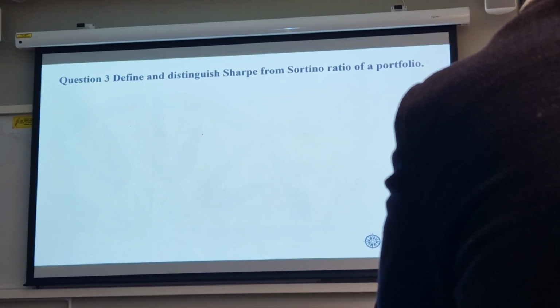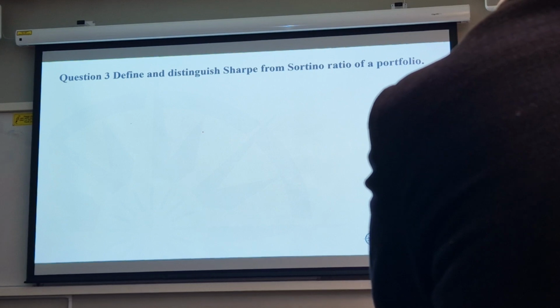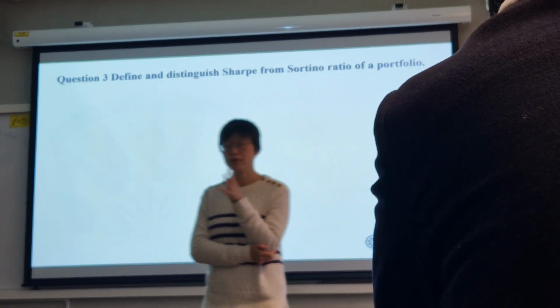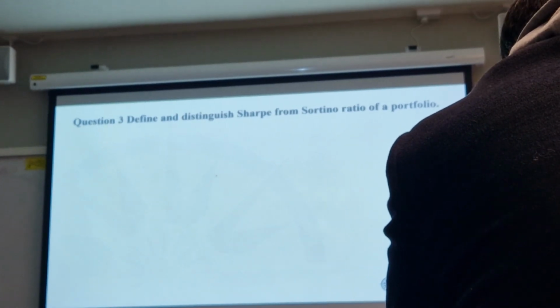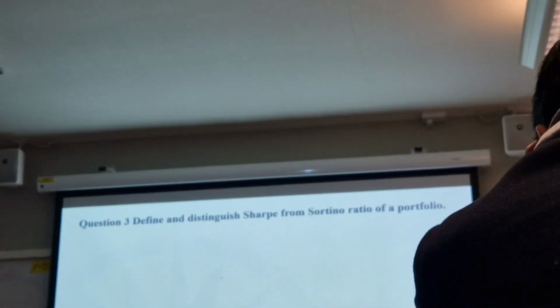So next question: define and distinguish the Sharpe ratio from the Sortino ratio of a portfolio. Given this question, we need to explain how we calculate the Sharpe ratio and then the Sortino ratio. What kind of equation do we use? What's the difference between these two ratios?